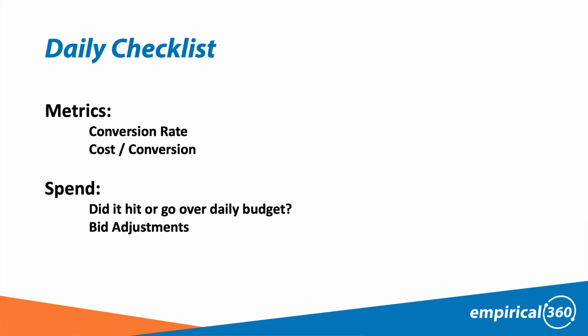Next, we look at the spend. Did it hit budget or is it limited by budget? And bid adjustments. If you are below or hitting your daily budget, we probably won't make any bid adjustments at the keyword level. But if you're being limited by daily budget, we'll go in and look at your keywords to see what the high performers are, and we'll allocate more budget and maybe bump some of those lower performing ones to get more volume for you.